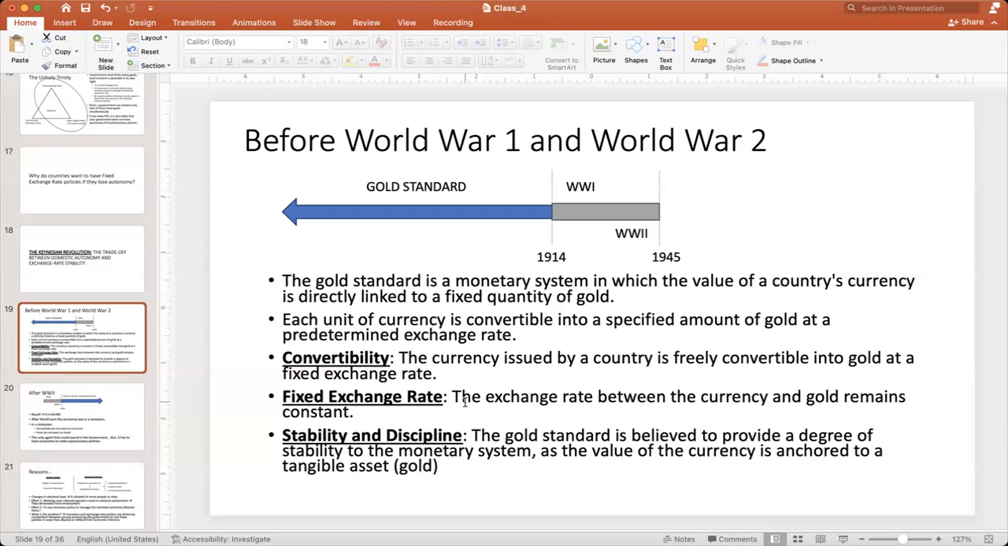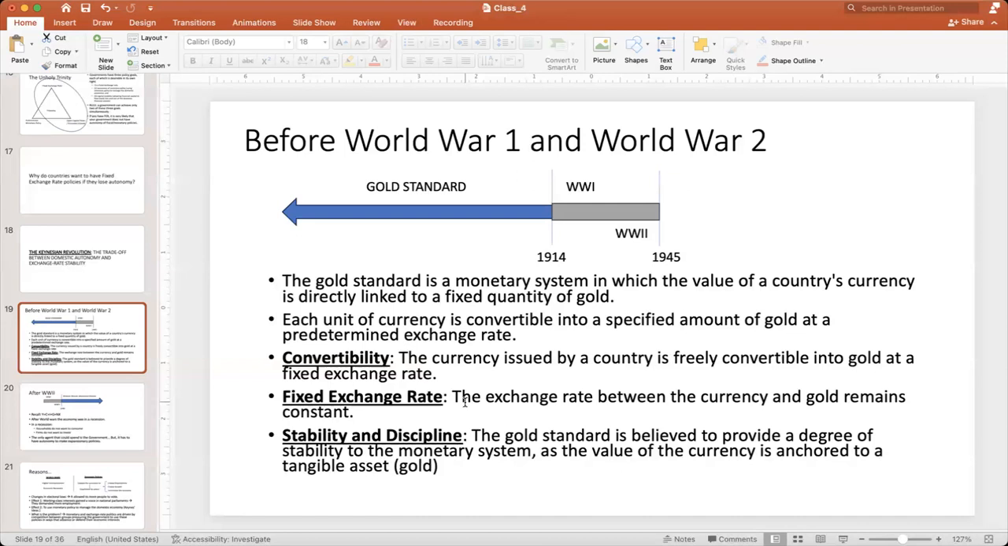economists invented money, as a means of exchange. However, in order to get this convertibility, they needed a fixed exchange rate. The exchange rate between the currency and gold remains constant. Otherwise, the piece of paper was not going to be useful.